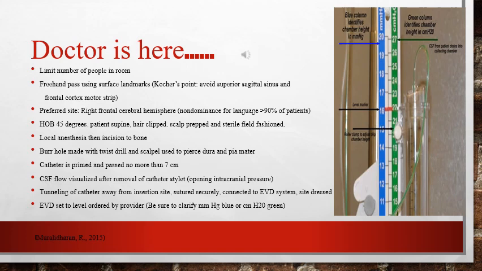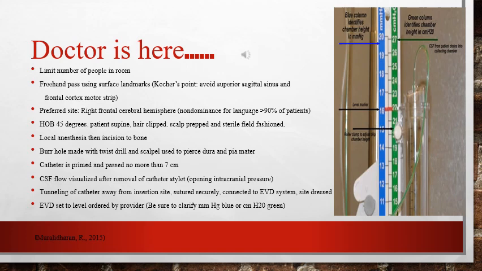He's going to end up priming his catheter, and he's going to insert that no more than about 7 centimeters. He's going to look for some CSF flow to come back, and then he's going to remove his stylet, and he may ask for an opening intracranial pressure, or he'll tell you what that opening intracranial pressure is. You need to write that down and record that.